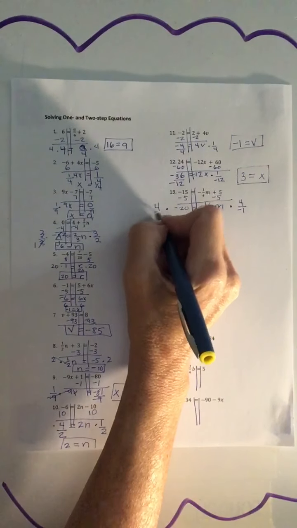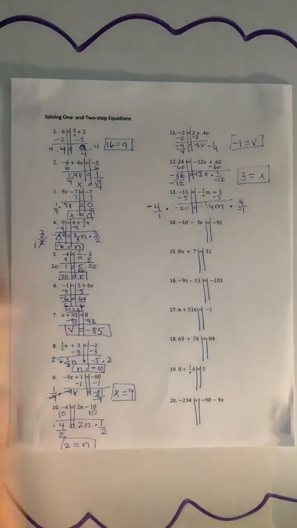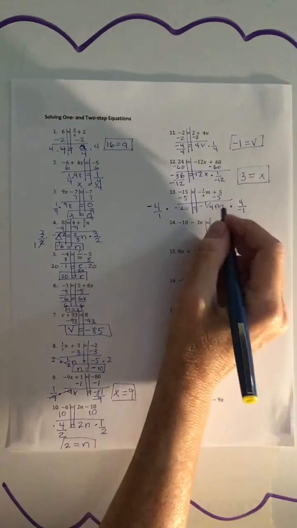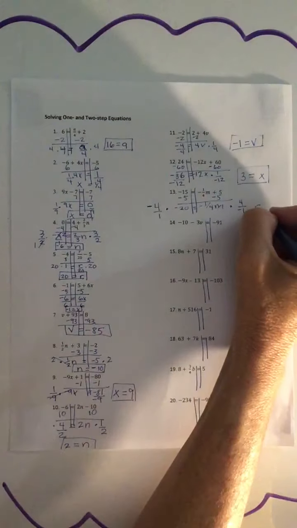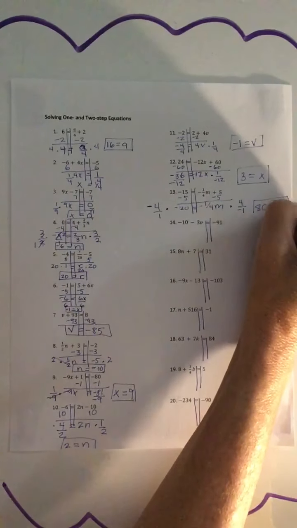So 4 over 1. Notice that's the same thing as 4, and I'm just going to put the negative on the top so you can see we're really just multiplying by a negative 4. And so negative 4 times a negative 20 will give me a positive 80, and on this side it cancels out, gives us m, so 80m.